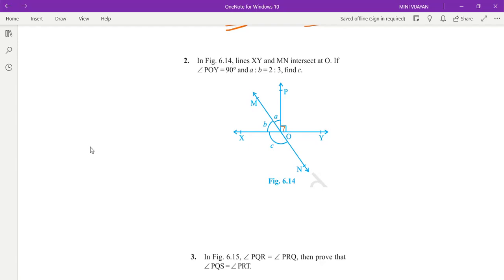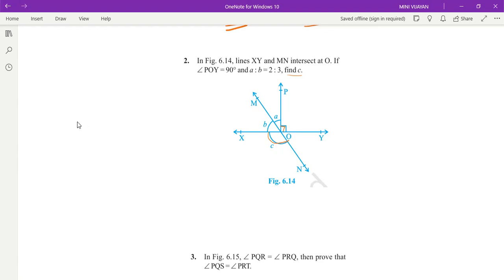And one more thing is given there, which is A is to B equals 2 is to 3. The ratio type problems we have seen in examples. We explained that, so we know how to take the angles if it is given as a ratio. And A is to B equals 2 is to 3, and we need to find the angle C. C is this angle. We need to find this.